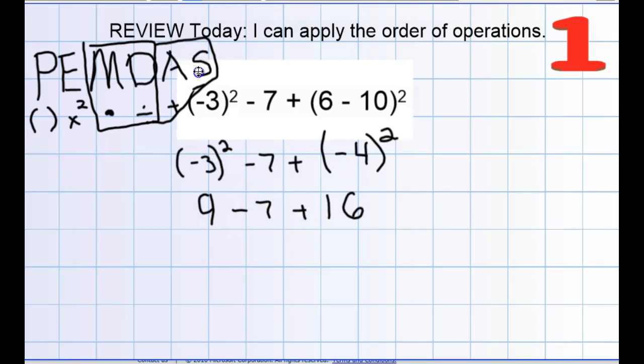So the A and the S are on the same level. We just got to do whichever one we see first. So 9 minus 7 is 2, plus 16 gives us 18. So the answer to our problem then is 18.